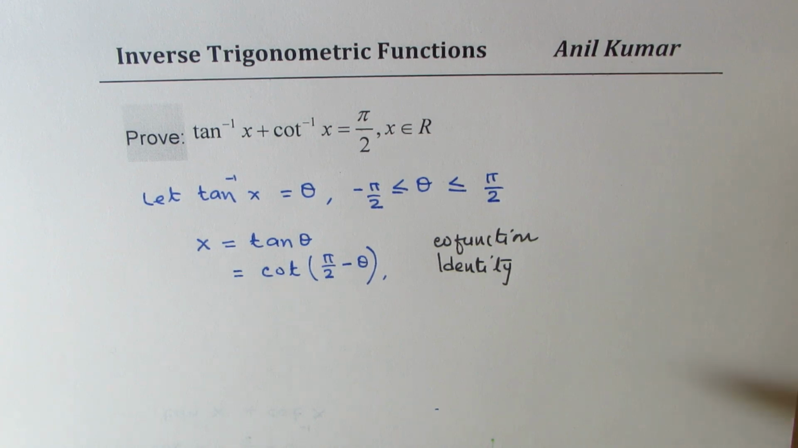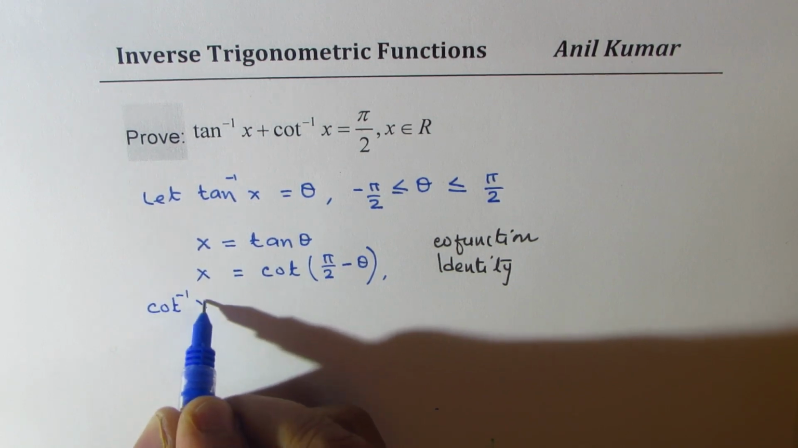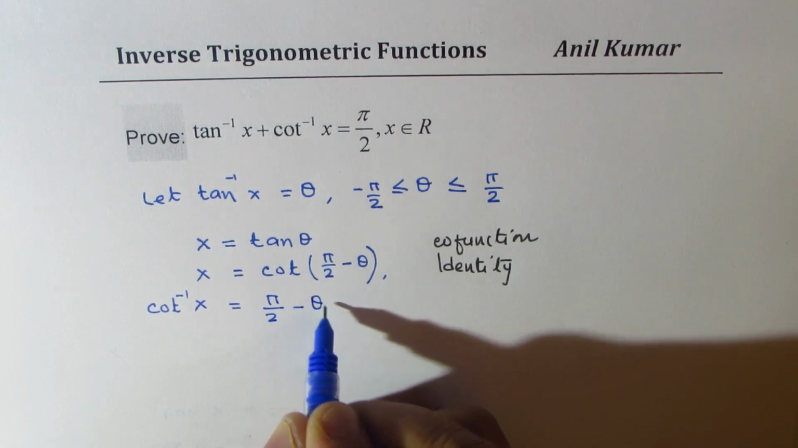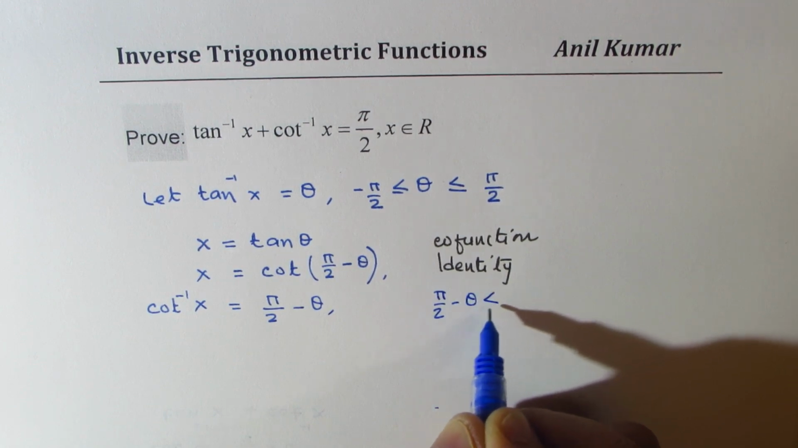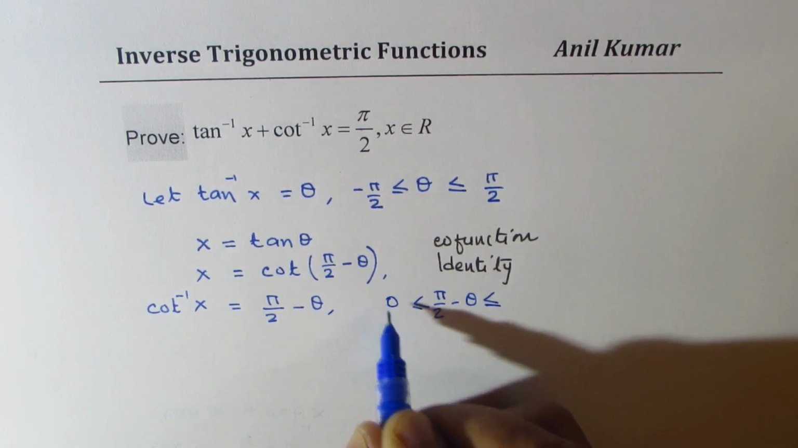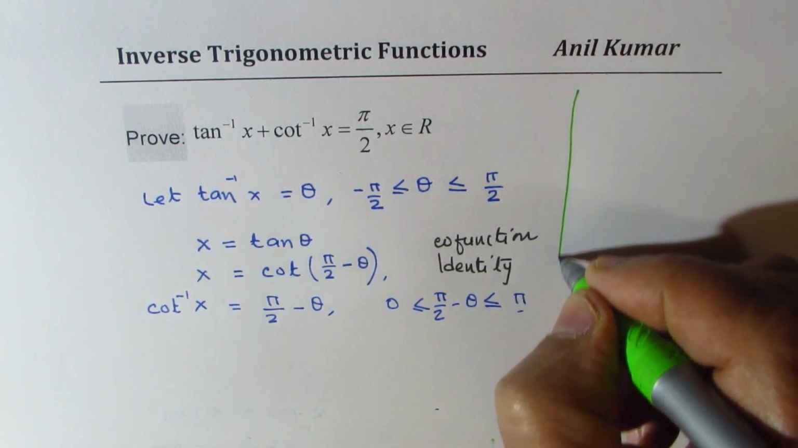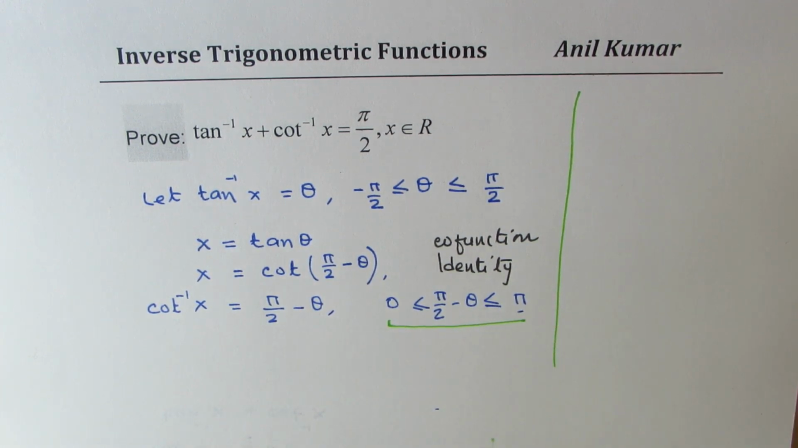Now we can write what cot inverse x is equal to. Cot inverse x is equal to pi/2 minus theta only if pi/2 minus theta is within what limit? 0 to pi, right? And we know that. We have already shown this, correct? We showed that this is true. Pi/2 minus theta is within 0 to pi, and that is where cotangent inverse is defined. Perfect? So that was important to work with.